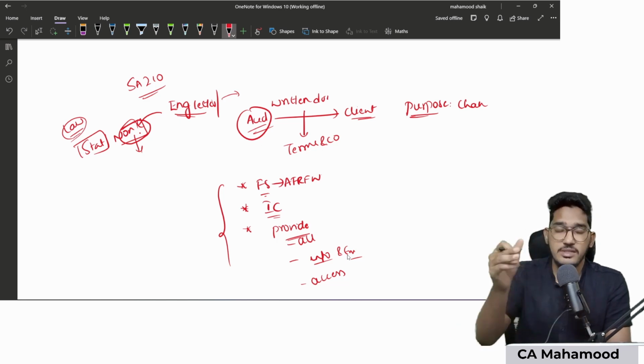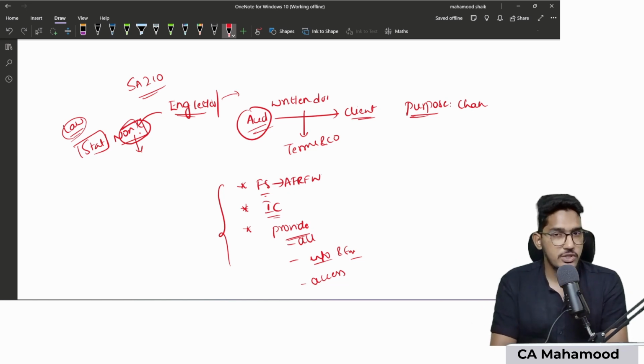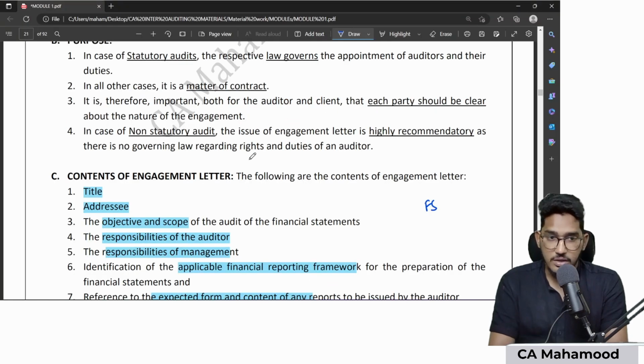Clear? So these three are functions or responsibilities of management. We can even call them preconditions for an audit, or alternatively call them the premise for an audit. No matter which of these three questions they are asking, we will write the same answer.